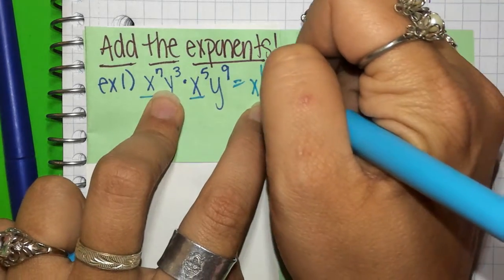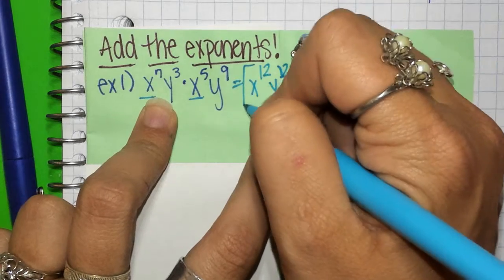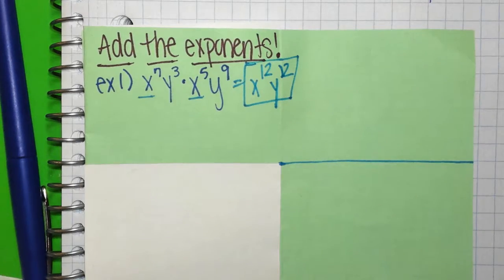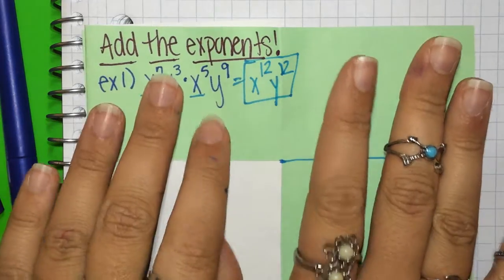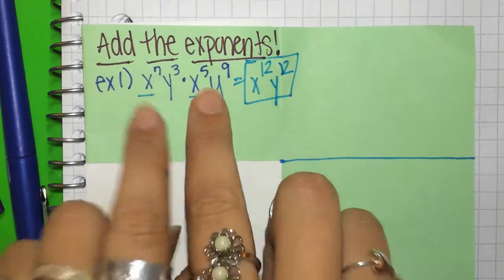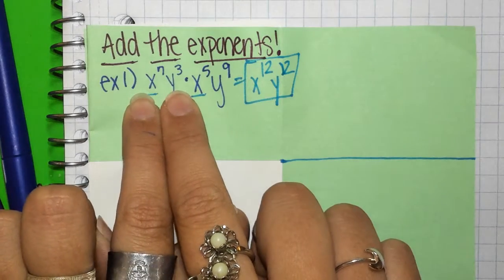Y cubed times y to the 9th is y to the 12th. That's all you do. And you just leave it. All right, so let's walk through it together. Okay, so you cannot add the x's and the y's together because they are not like bases.